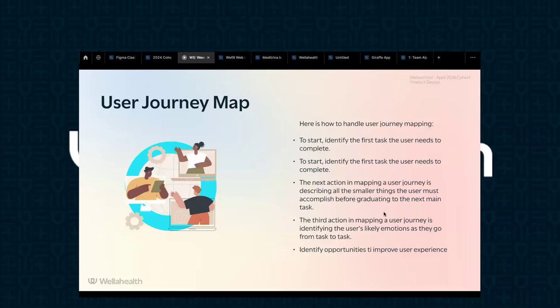So in order to do user journey mapping, you need to first identify the first task the user needs to complete. Then the next action in user journey mapping is to describe all the smaller things that the user must accomplish before graduating to the next main task. Then the third action is mapping a user's journey, which is to identify the user's likely emotions as they go from task to task, and identify opportunities to improve their experience.